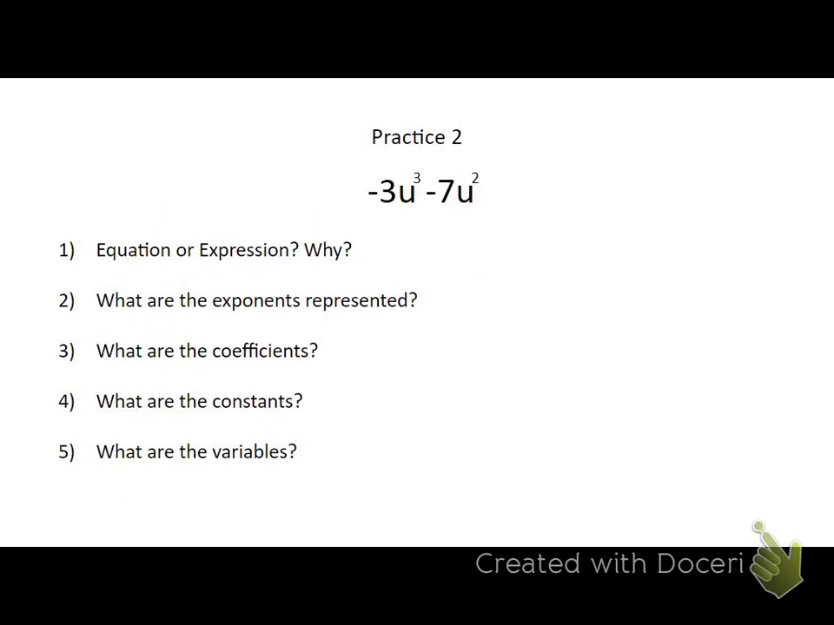Practice number 2. You have -3. How can I say that exponent? Anybody? Cubed, because it's a 3. So -3 cubed minus 7u squared. All right, is this an equation or expression? Expression, because it has no equal sign. There you go. So write down expression, no equal sign.